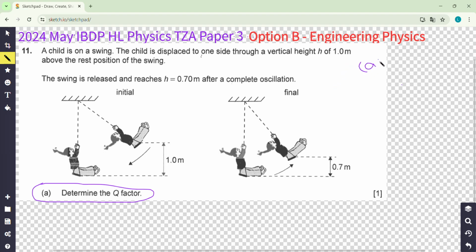What is a Q factor? Q factor is 2 pi times energy stored over energy dissipated. So now it's about gravitational potential energy, right? The energy stored is mg times 1, and then it's 2 pi, and the energy dissipated is mg times 0.3, right? 0.3 is the drop of the height, okay? So it is mg times 0.3.